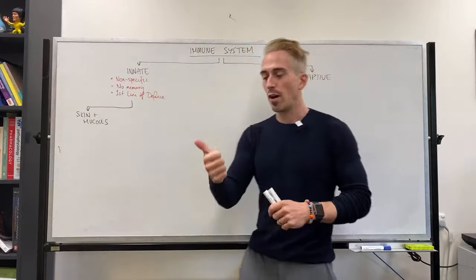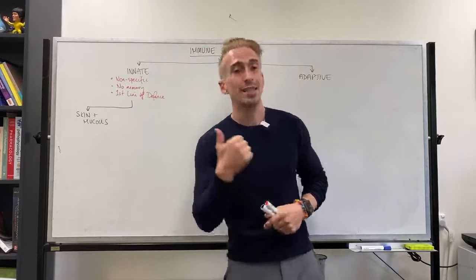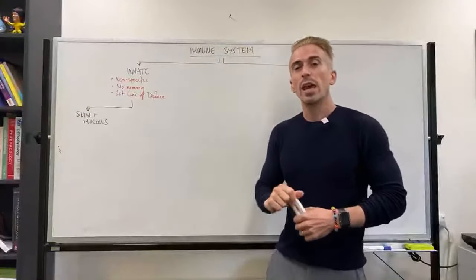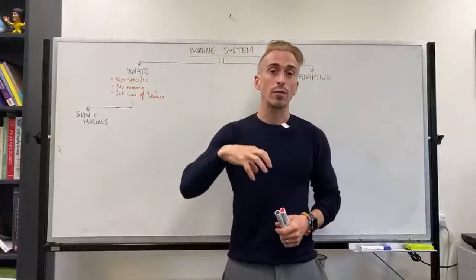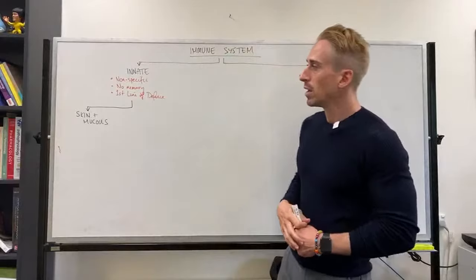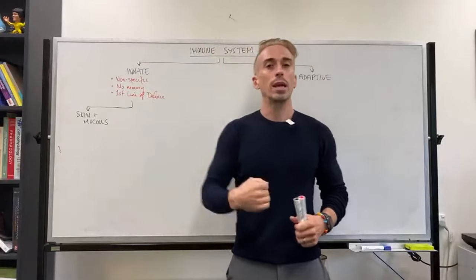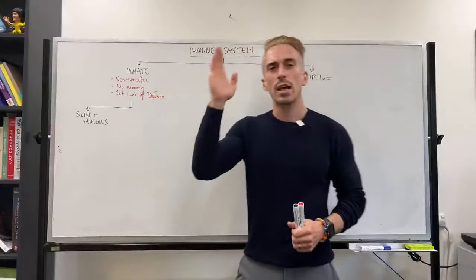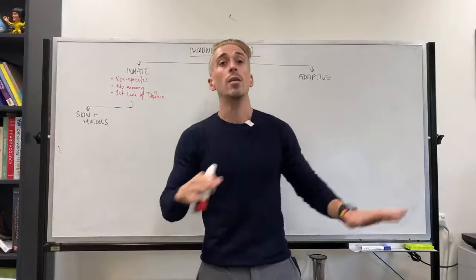And a lot of the time, if it's a virus, it wants to hijack our cells and our DNA to make more copies of itself. If it's a bacteria, it wants to use our environment to make more copies of itself. And the same goes with a fungi as well. So we need to try and stop it from getting in. And so our first line of defense, our first barrier, is our skin and our mucus lining.